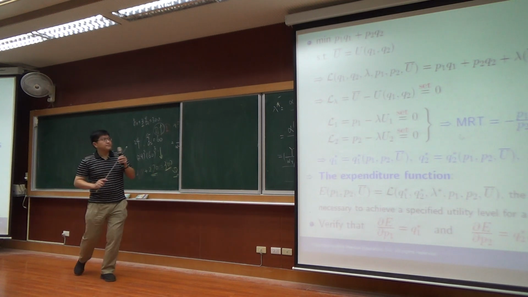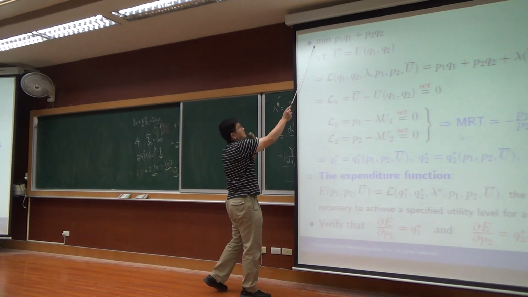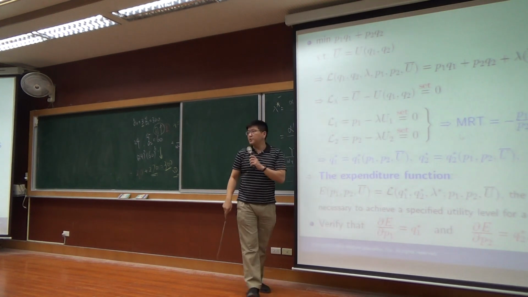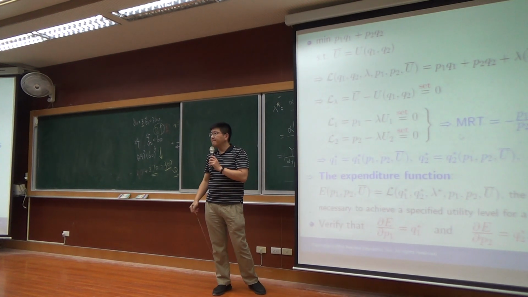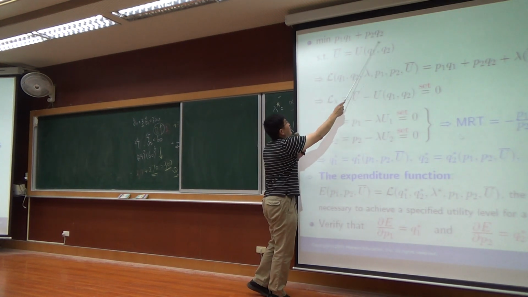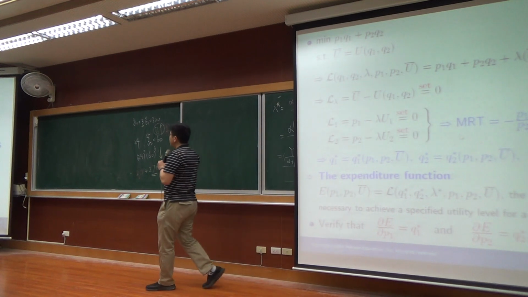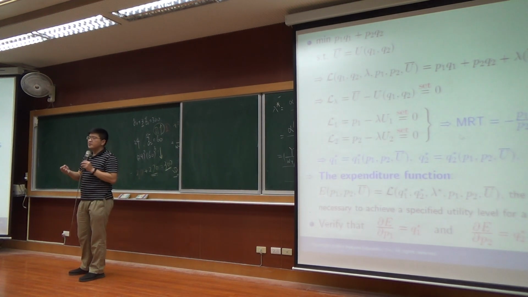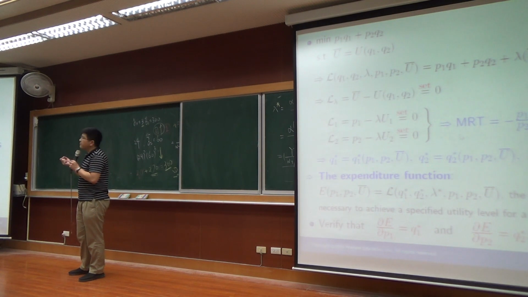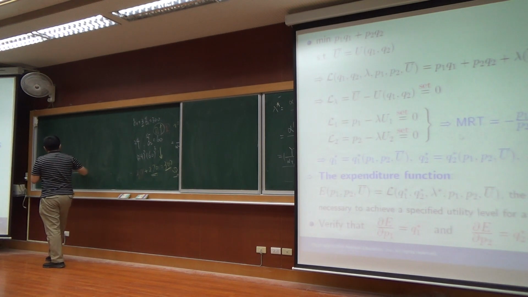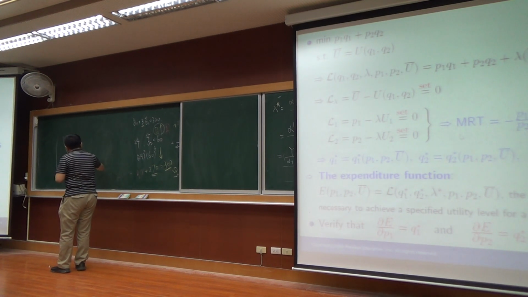All right, here. We want to minimize P1Q1 plus P2Q2, which is the expenditure, right? The total expenditure. And we have a constraint. The utility function is constrained to some level, U bar. So the basic issue is here.